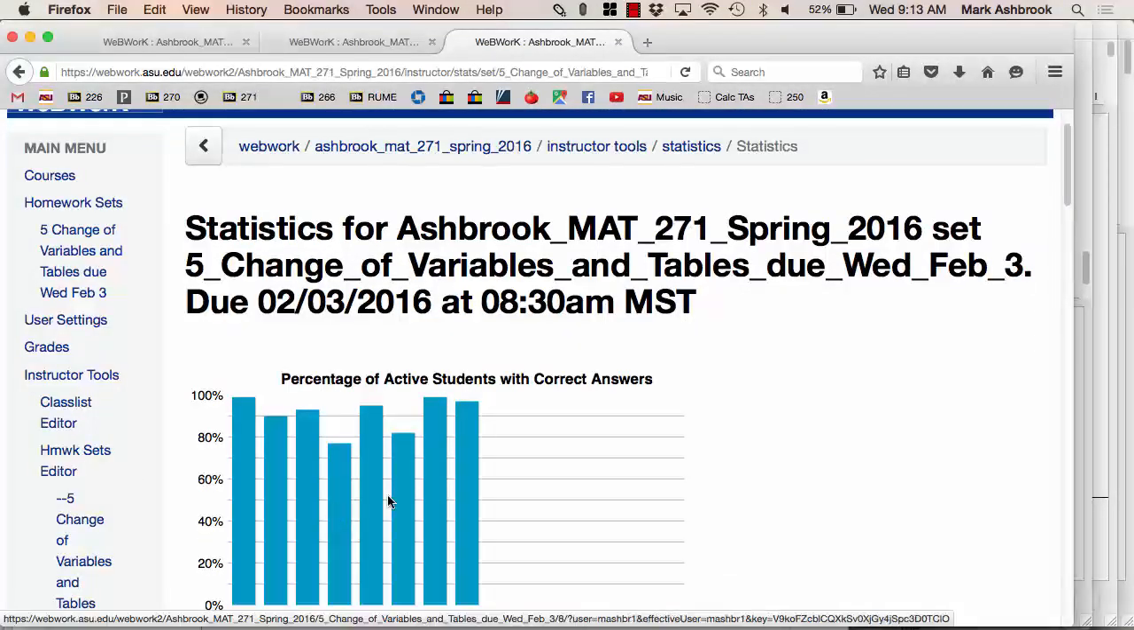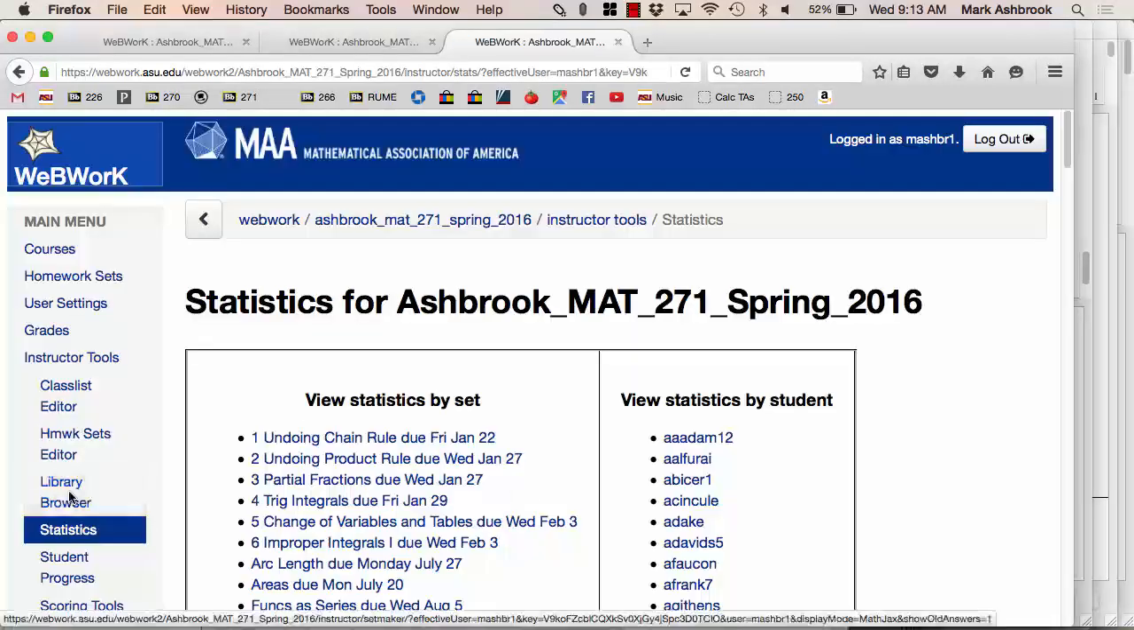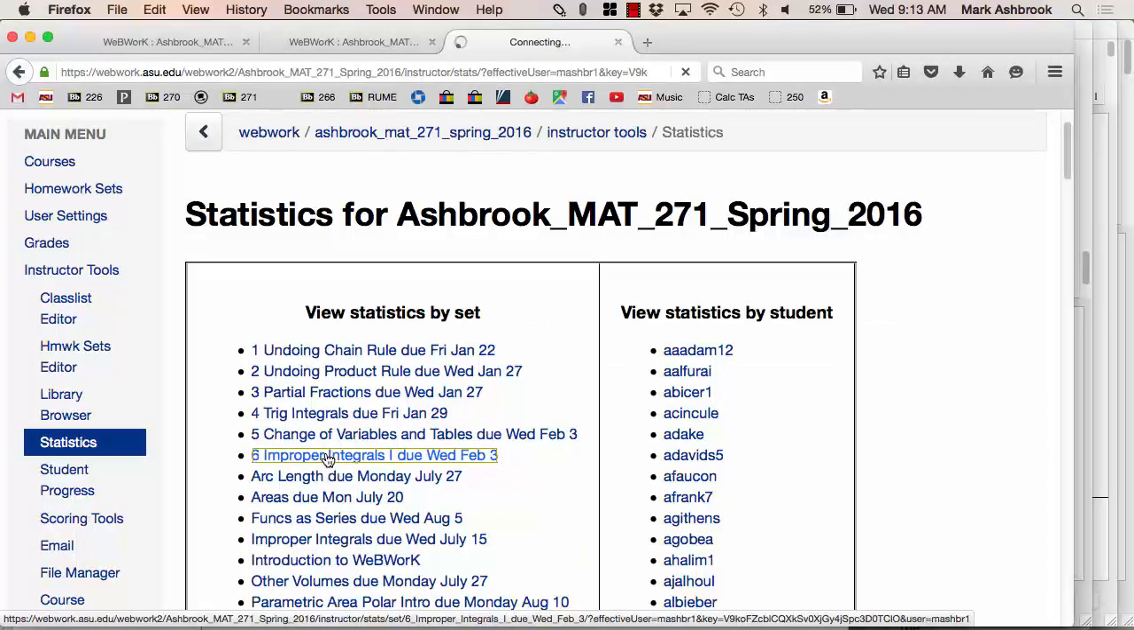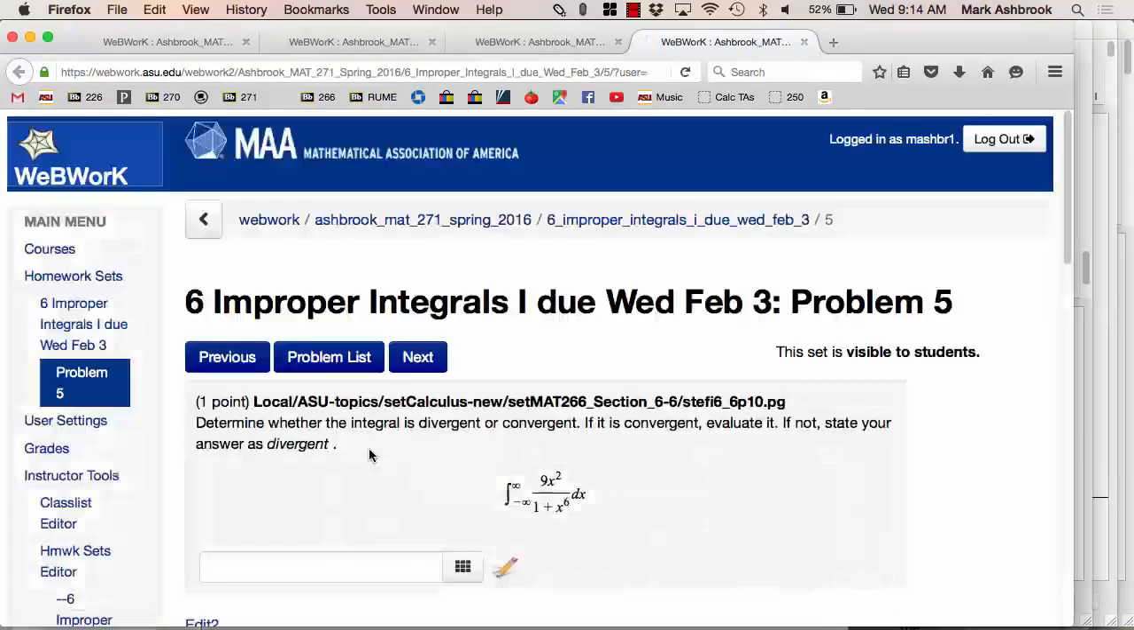Those were the two that had the lower success. So we'll stop there and then we'll go on to the next. Let's look at the next set. Number 6. So maybe 5 and 6. Let's look at 5.